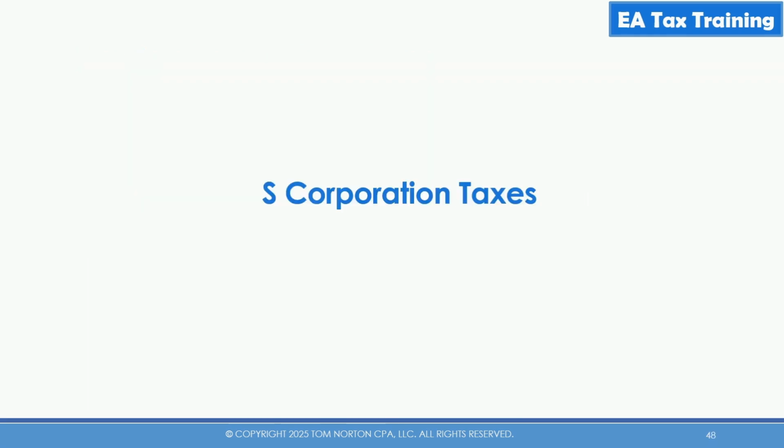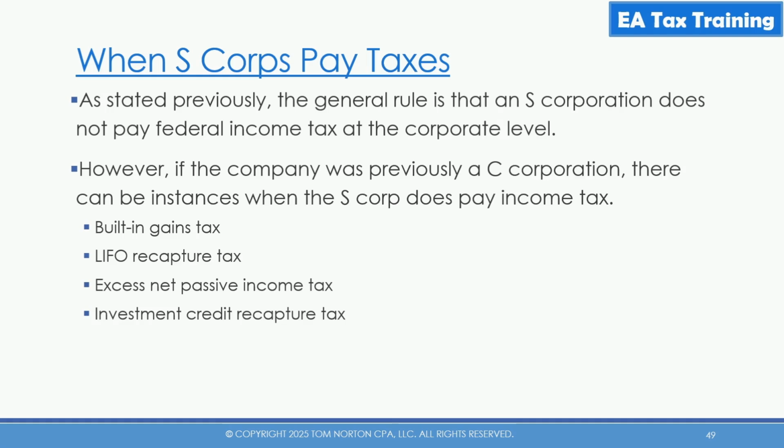S corporation taxes. So as we said, the general rule is that an S corporation does not pay federal income tax at the corporate level. However, if the company was previously a C corporation, there can be instances when the S corporation does pay income tax. And these are those instances. We are going to talk about each of these. So there's something called the built-in gains tax, then the LIFO recapture tax, the excess net passive income tax, and the investment credit recapture tax.